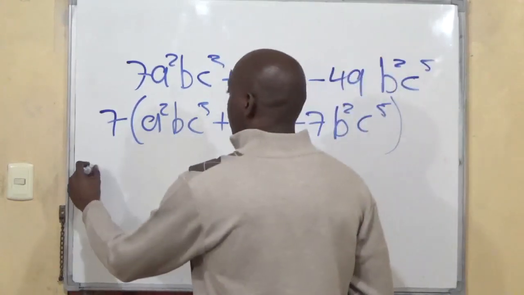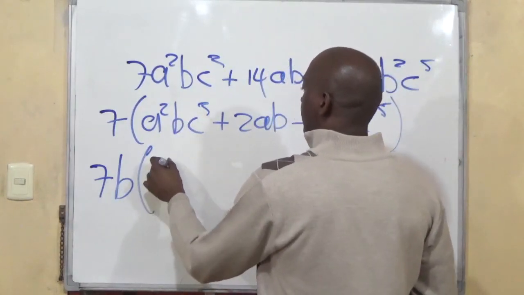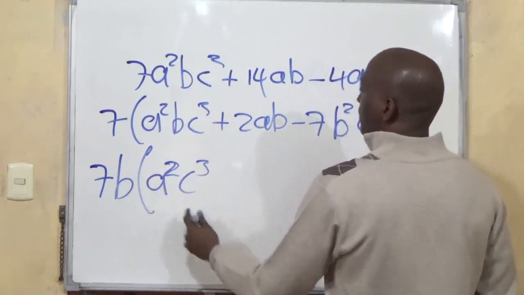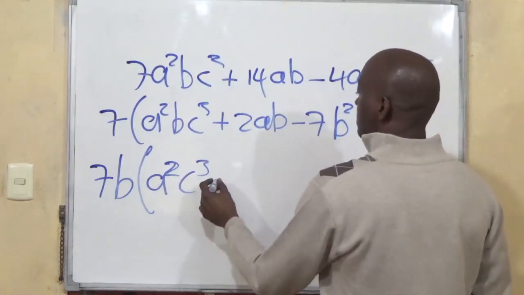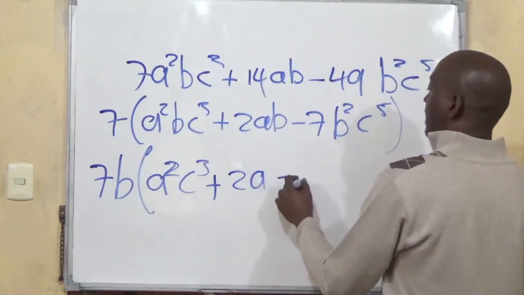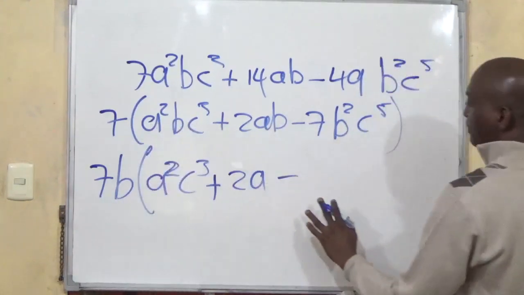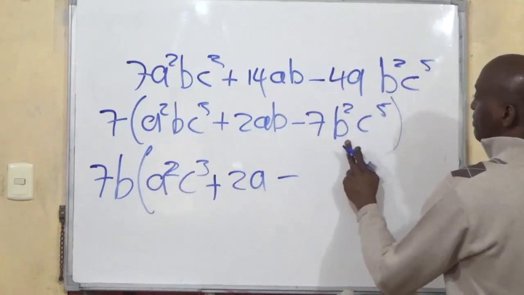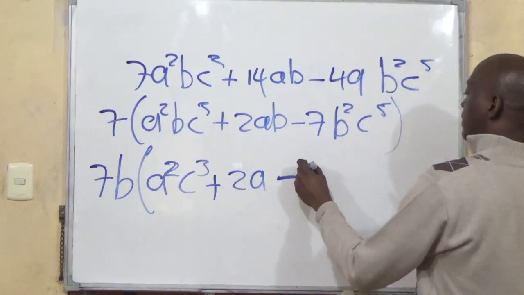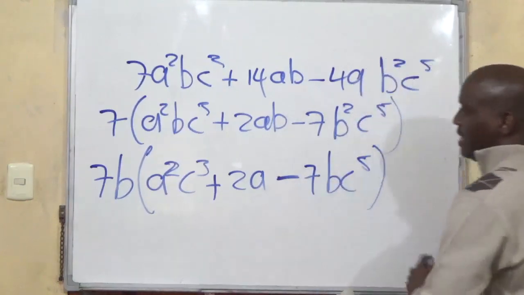Right? So 7B into, B into B is 1. A squared, C to the power of 3, right? 2AB, B into 2AB, 2AB divided by B is 2A, right? Minus, we divided by B here, not 7, we already dealt with the 7s. So B into B squared, divided by B, it will just be B, so you end up with 7 minus 7, B, C to the power of 5. And this is the answer.